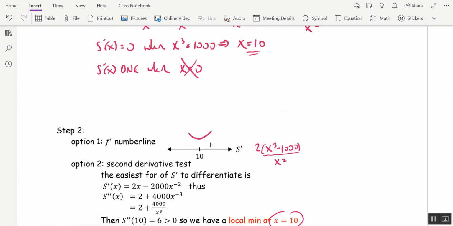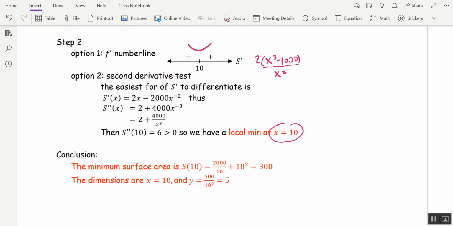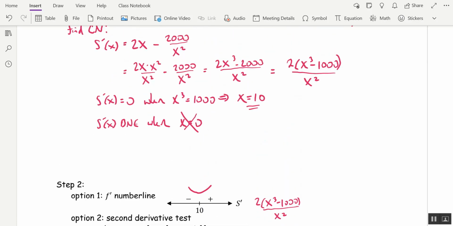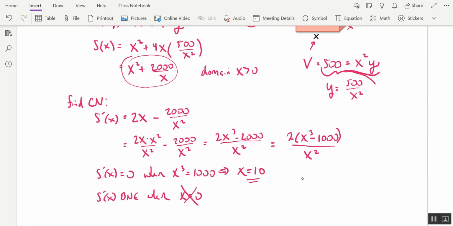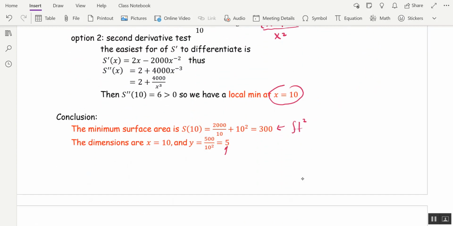Now, for S of 10, I'm using this formula right here for surface area. So I'm putting 10 in for x to get 300, and the units would be feet squared for area. And the dimensions are 10 by 10 by, and remember, I said we'd need y later to get the height of the box. I put 10 into this equation to get y, and I get a height of 5 feet. Okay, and that's the end of this section.